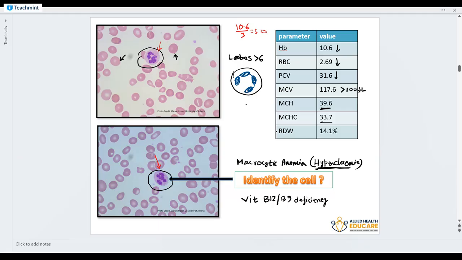We know that vitamin B12 and vitamin B9 are dependent on each other. If there is a vitamin B12 deficiency, there is automatically a vitamin B9 deficiency, and vice versa. If there is a vitamin B9 deficiency, then automatically there is a vitamin B12 deficiency. So you may check the value of vitamin B12 and vitamin B9. You may find that the serum vitamin B9 and vitamin B12 values are much lower than the normal reference range.